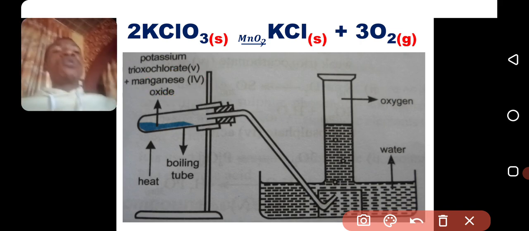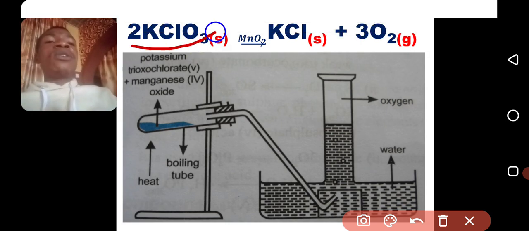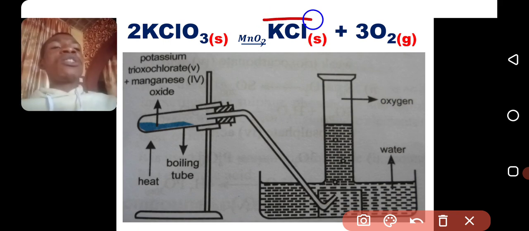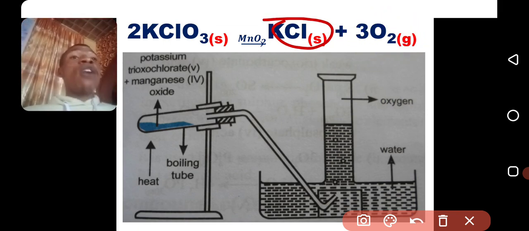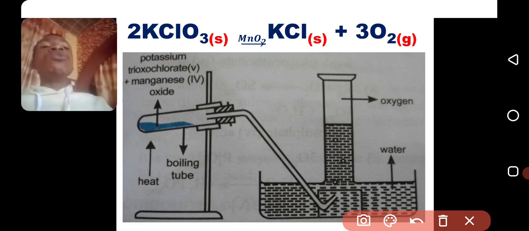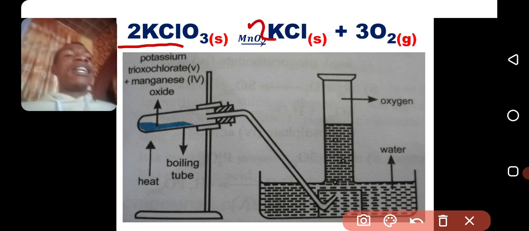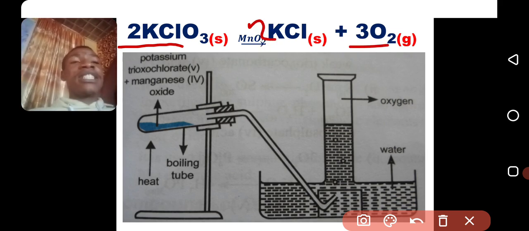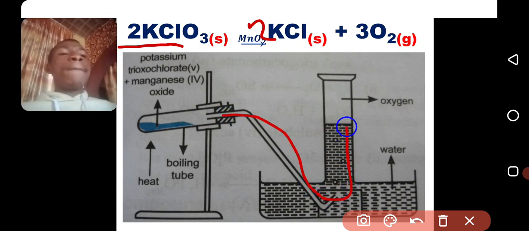So when you do that, the KClO3 will decompose into KCl and oxygen, an oxygen molecule rather. So 2 moles of KClO3 will produce 2 moles of KCl and 3 moles of oxygen molecules. So that oxygen can be collected over water.